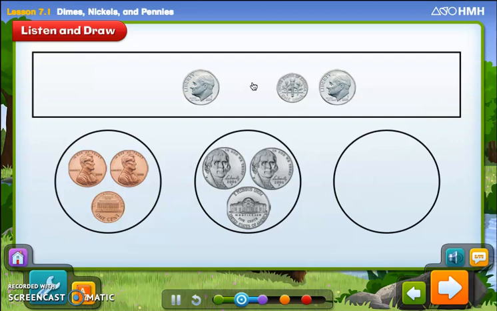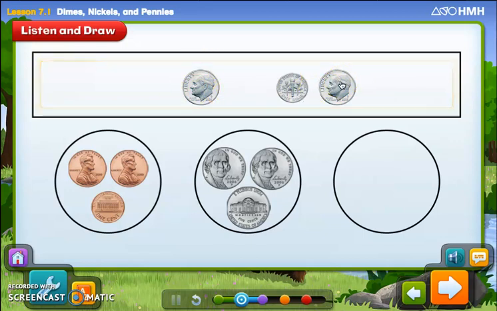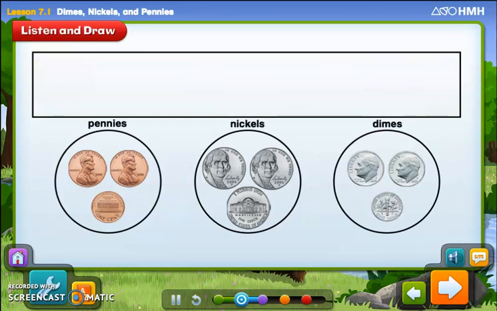That means the rest of the coins are dimes. Put the dimes in the last circle. All right, and so again, dimes are the smallest ones, and that's really all we have left here. So these are dimes, and they're going to go in the dimes part. All the coins have been sorted. You have a group of pennies, a group of nickels, and a group of dimes.